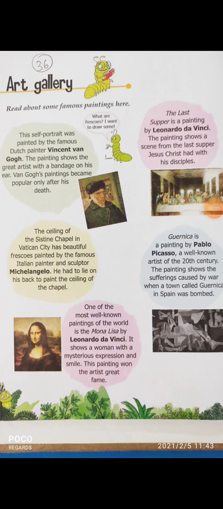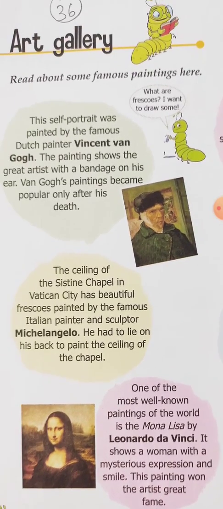Good morning, students. This is your GK class, and today we will be doing chapter number 36, Art Gallery. So, children, in this chapter, we will be learning about different forms of arts found at different places in the world or in different countries. So, we will be reading this chapter one by one. I will read it for you.